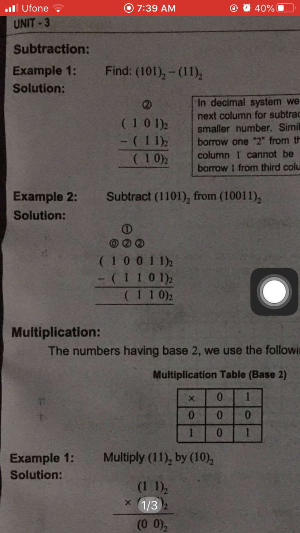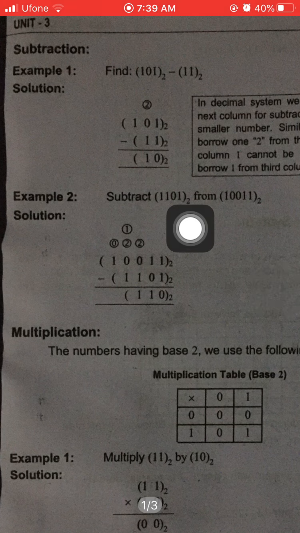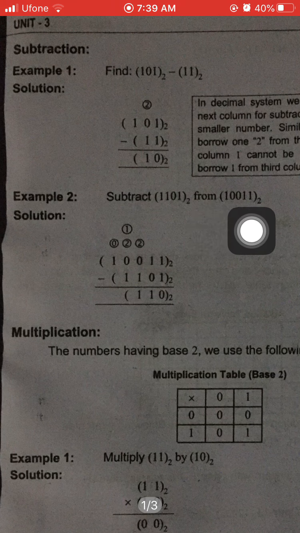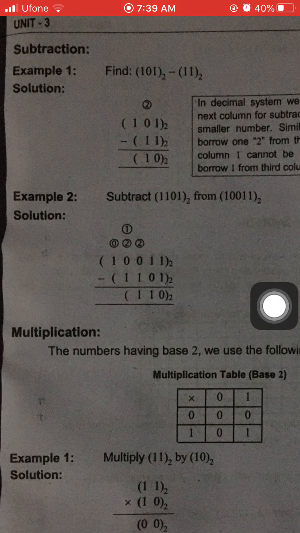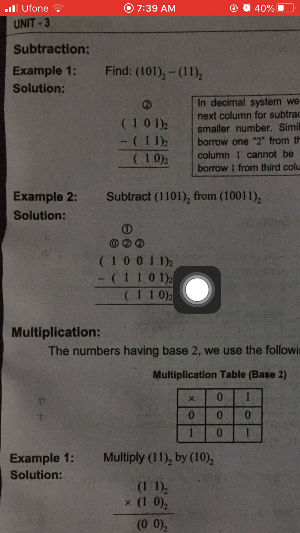Similarly, in the second example, you have 1101 base 2 and 10011 base 2. So you subtract 1101 from this term. You will write first 10011 minus 1101, both having base 2. Now you subtract from the 1's place: 1 minus 1 is equal to 0. 1 minus 0 is equal to 1.